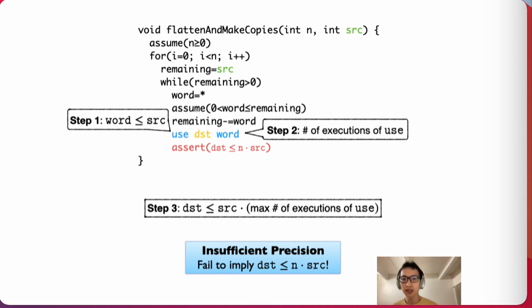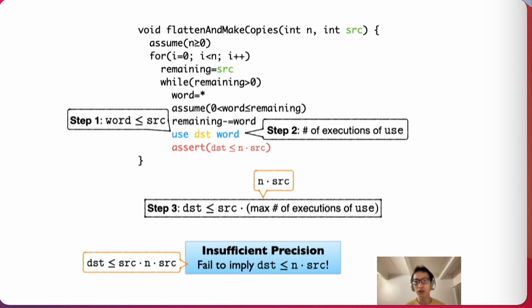No. The key reason is that the max number of times executing the use command is n times source, because each inner loop iteration decreases remaining by at least 1. With n times source, we can only verify a weaker upper bound, source times n times source, instead of the desired bound, n times source.